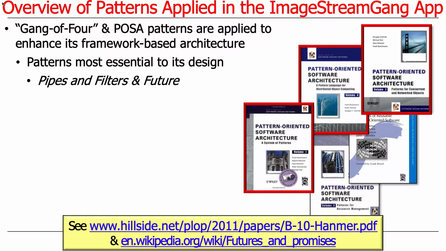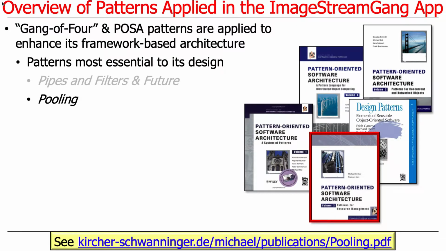Some of the most essential patterns to the design of this solution are pipes and filters, which we've talked about before. This pattern's been around for a long time. You see it with things like Unix System 5 streams, pipelining on the Unix command line shells with the bash shell or tcsh and so on. And the future pattern as well, which gets used very heavily here for asynchronous computation. Those are kind of POSA patterns. Pooling, of course, is used. There are pools of threads. That's a POSA 3 pattern.